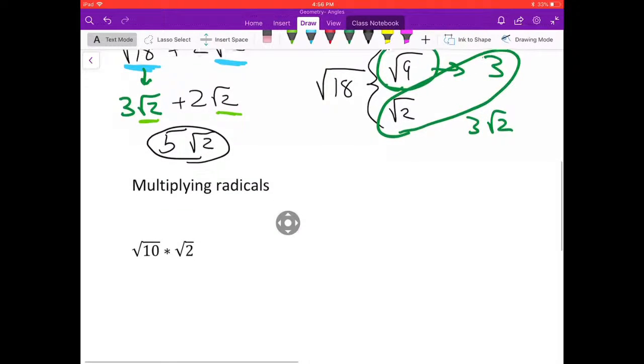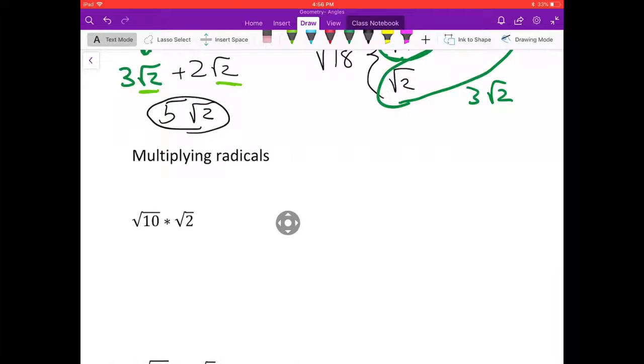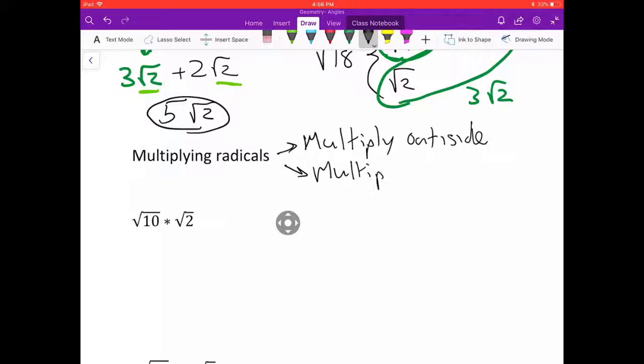We're really only going to cover multiplying here. So multiplying radicals is kind of 2 steps. You multiply everything on the outside. So we're going to multiply the outside, which in our first example there is no outside, and then we're going to multiply the inside numbers, and then the last step is we're going to simplify if possible.